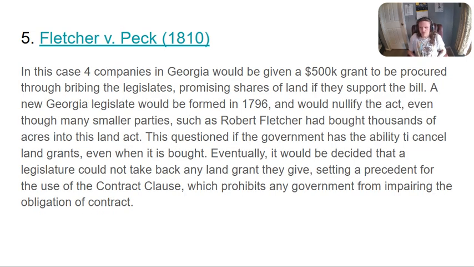Court case number 5 is Fletcher versus Peck, and it would be decided in 1810. In this case, four companies in Georgia were granted land through bribing the legislators, promising shares of land if they supported the bill.